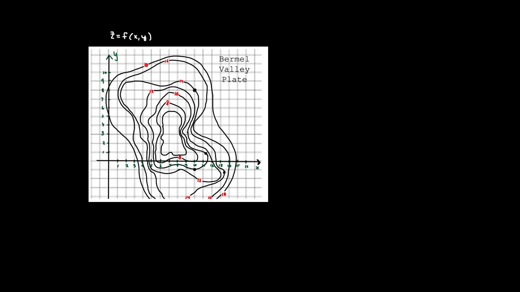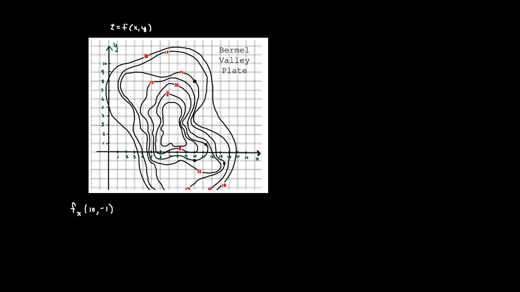Next, we're going to take a look at this contour map if this is a valley, or an isothermal map if this is a plate with temperatures on it. We're going to estimate the instantaneous rate of change in f with respect to x at the point (10, -1). Let's highlight that point here in pink. 10, -1. And we want to see what happens incrementally in the temperature or incrementally in the altitude as we move in the positive x direction.